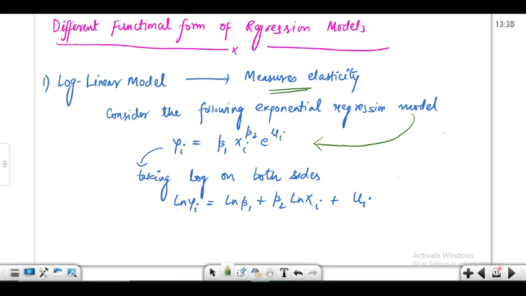Hello everyone, welcome back. So today we'll be discussing the different functional forms of regression models. Till now we have seen the linear form of regression models. Those were simple forms.